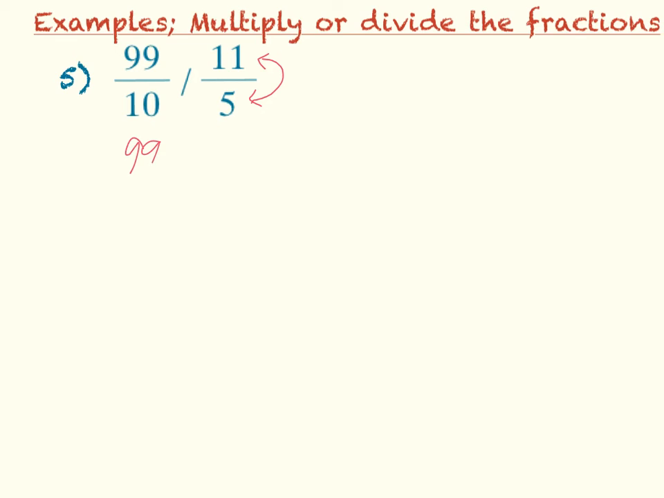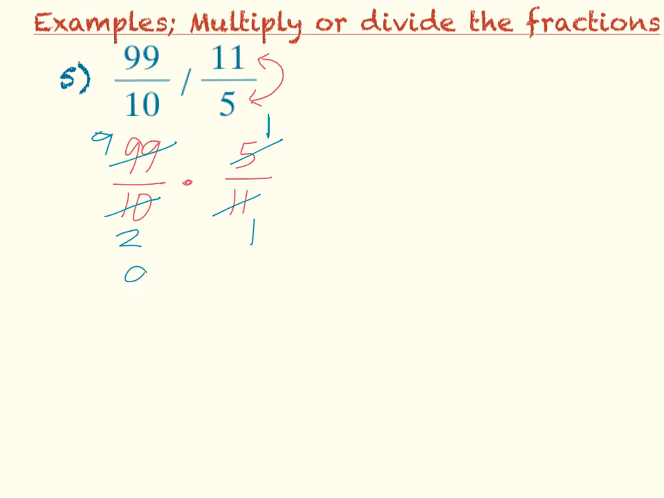And I have 99 over 10 times 5 over 11. And then I'm going to start my simplification. So 10 and 5, I know that 5 divides 10, so 10 divided by 5 is 2. 5 divided by 5 is 1. And now 99 and 11. 11 goes into 99 9 times, and so 11 divided by 11 is 1.